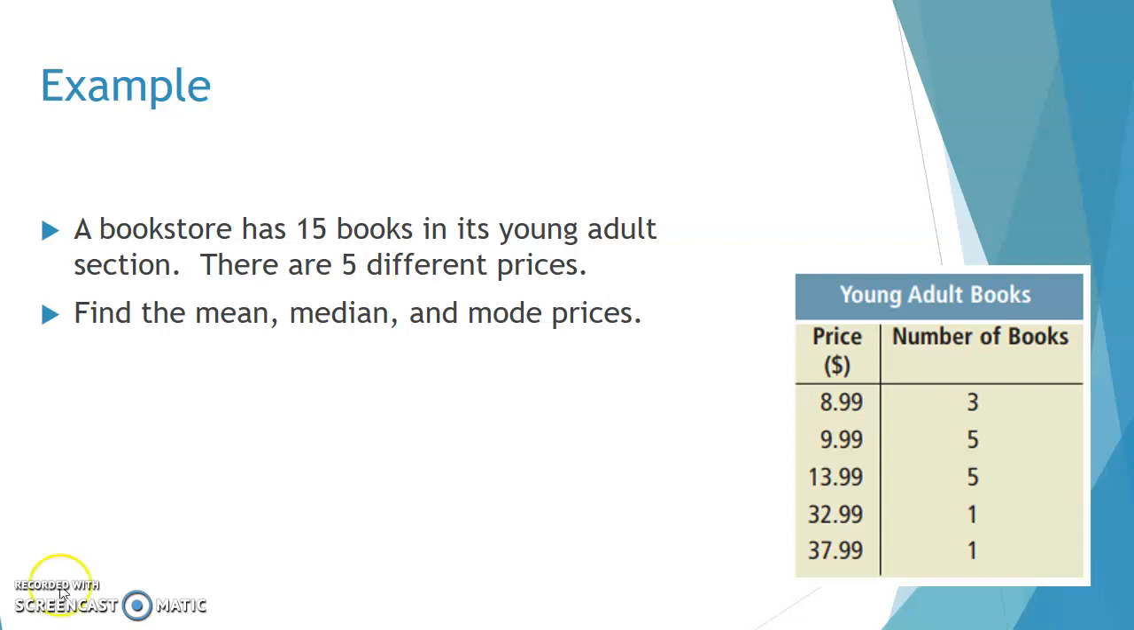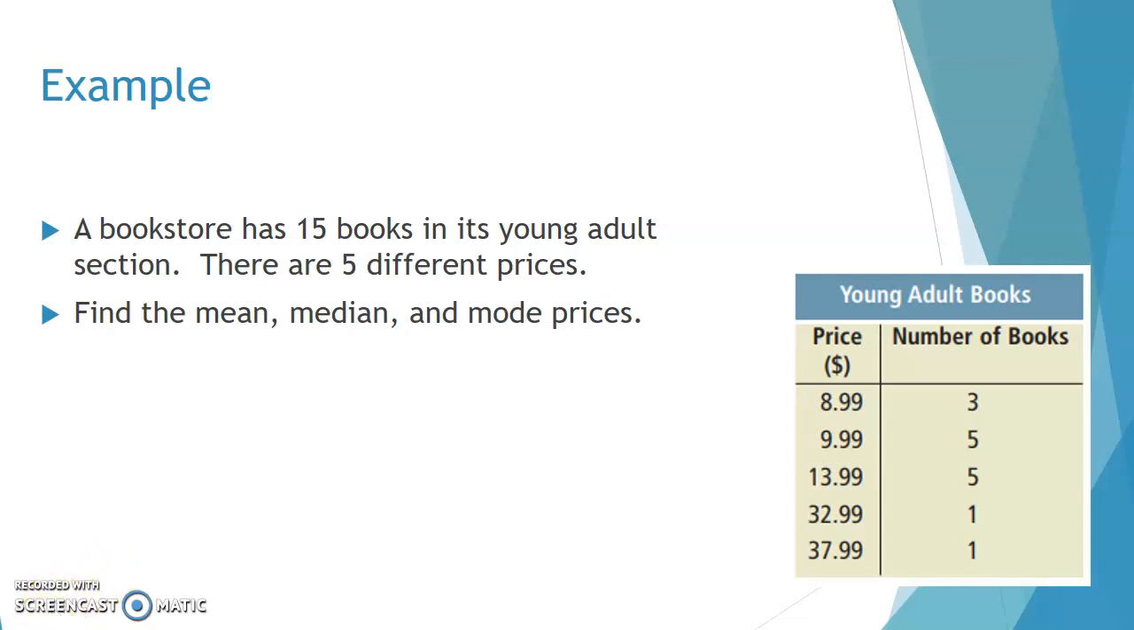To find the mode, we can really just use the table over here, because we can see that both $9.99 and $13.99 have 5 books that are at that price, and so both of those would be our mode numbers.